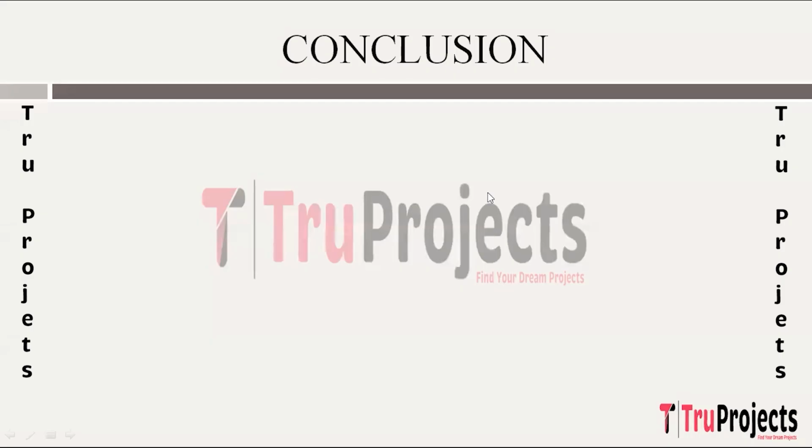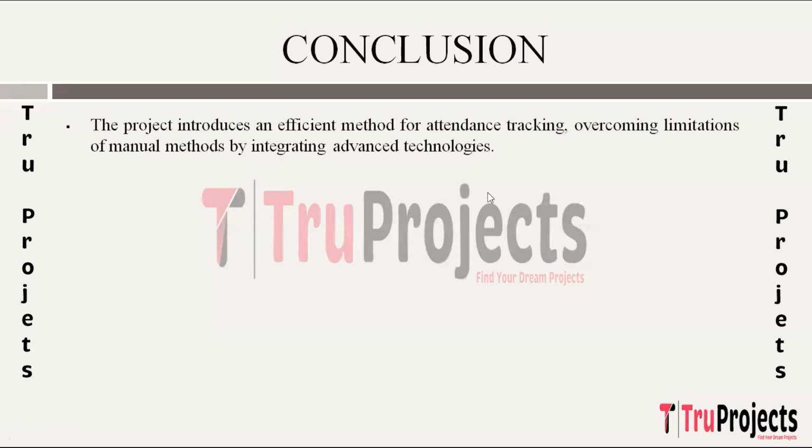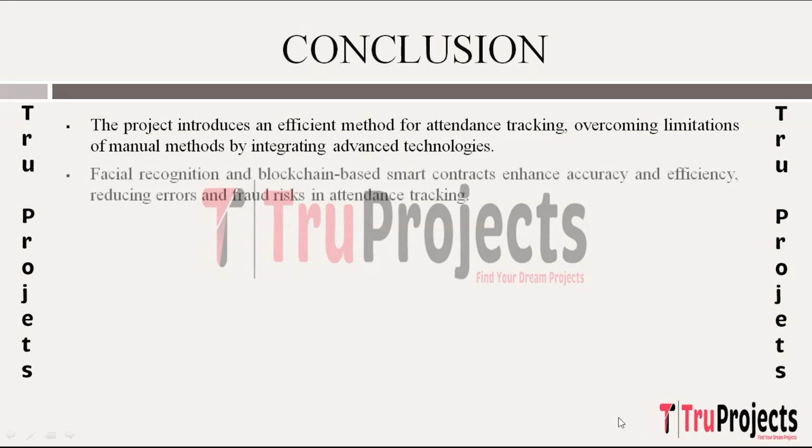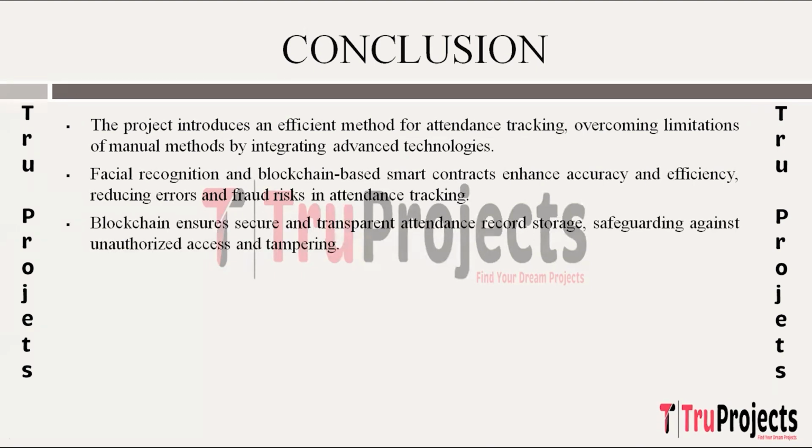So the conclusion here is the project has successfully introduced a modern and efficient method for attendance tracking, addressing the limitations of traditional manual methods through the integration of advanced technologies. By leveraging facial recognition technology and blockchain based smart contracts, the system has significantly improved the accuracy and efficiency of attendance tracking processes, reducing the risk of errors and fraudulent activities. The utilization of blockchain ensures transparent and secure storage of attendance records, enhancing data integrity and protecting against unauthorized access or tampering.